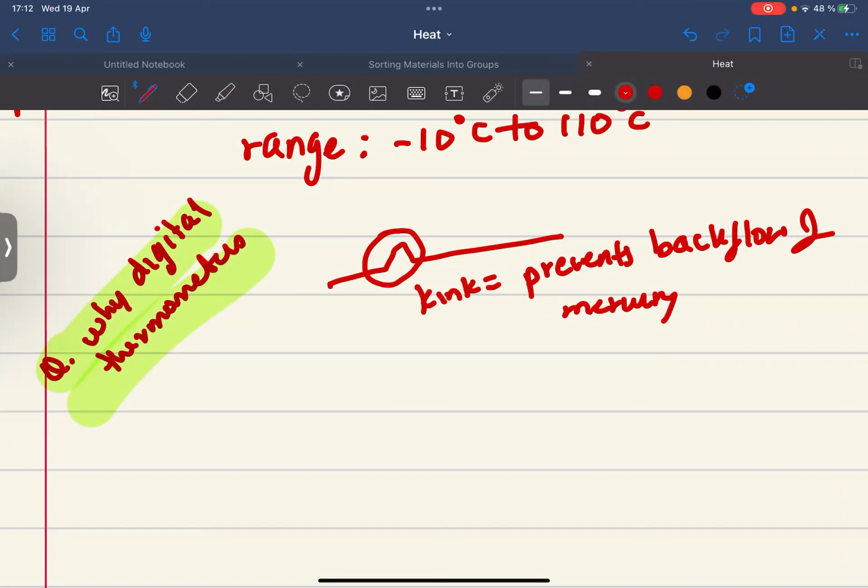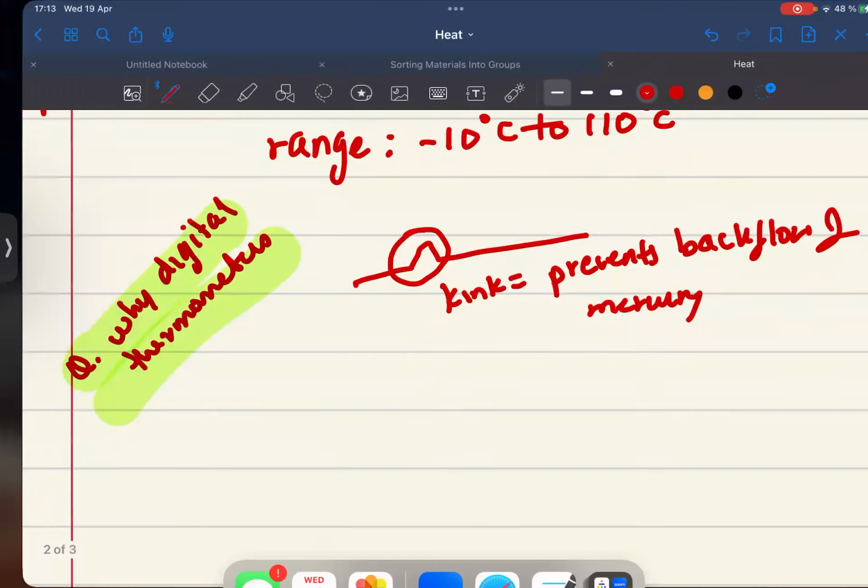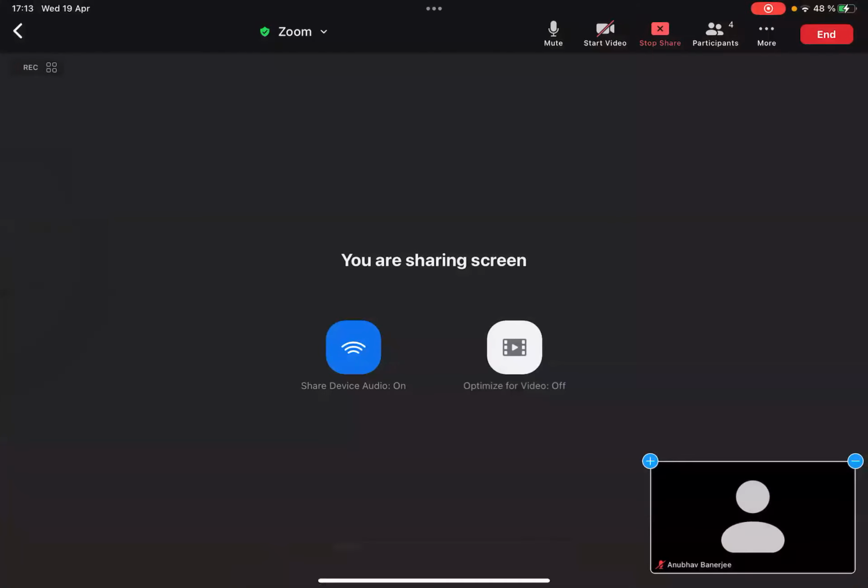So it's a question. I want you to write extra points, other than what I just told you right now, on why digital thermometers were invented. Now we'll see another video of how the laboratory thermometer works.